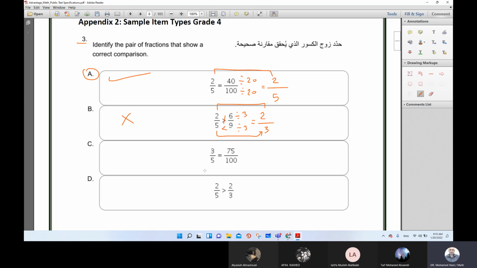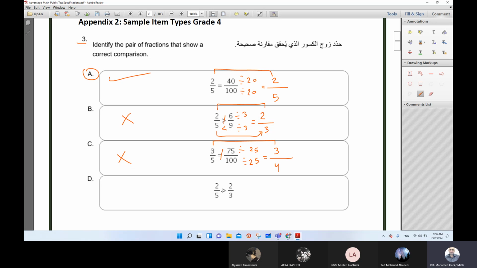Number C, is 3 over 5 equal to 75 over 100? We can divide here by 25 and divide here by 25. 75 divided by 25 equals 3. 100 divided by 25 equals 4. Is 3 over 5 equal to 3 over 4? No. So this is wrong.